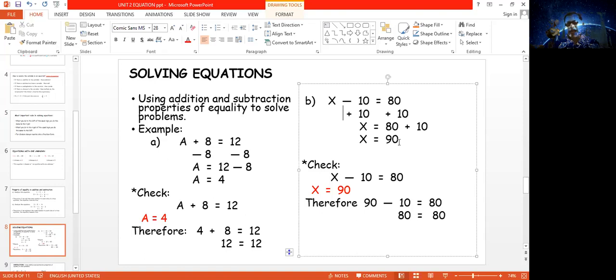To check again, go back to the original equation. Just copy that one. x minus 10 is equal to 80. So replace x with 90. That's our value there. So 90 minus 10 is equal to 80. So 80 is equal to 80. Meaning our solution is correct, and our equation is a true equation.